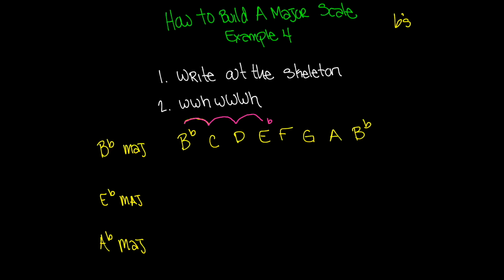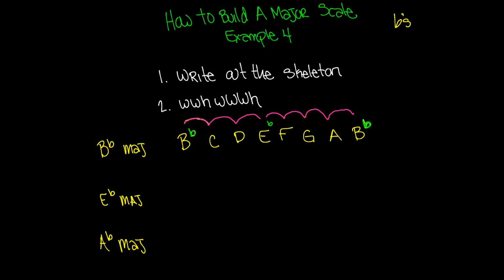Now from E flat to F, and let's change that color here so it stands out a little bit better. Let's do E flat like that. From E flat to F, is that a whole step? Yes, it is. From F to G, is that a whole step? Yes, it is. From G to A, is that a whole step? Yes, it is. And finally, from A to B flat, is that a half step? Yes, it is. So this is a properly built B flat major scale. It incorporates the notes B flat, C, D, E flat, F, G, A, and B flat.